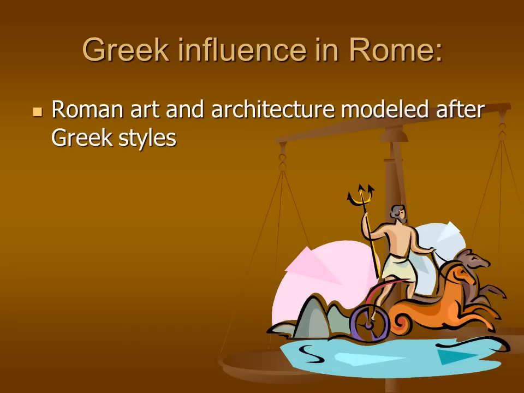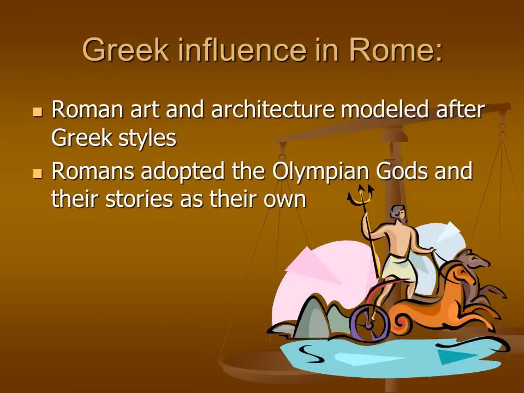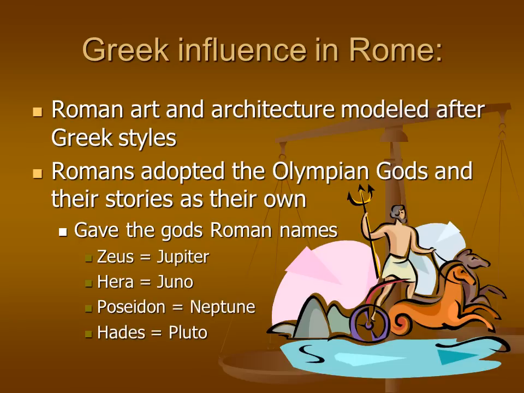In terms of the Greek influence that we're going to see in Rome, Roman art and architecture is going to be modeled after the Greek styles. We're going to see the columns continue. We're going to see the sculptures depict humans in their ideal forms. They're going to actually go so far as to take the Olympian gods and the stories and make them their own. So they literally hijack the Greek religion. They give the gods new names though.